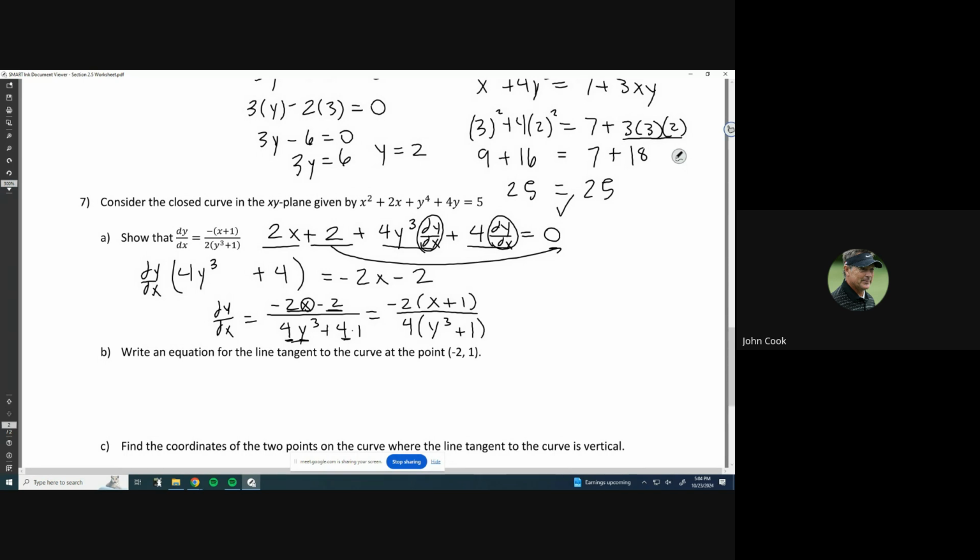And then 2 and 4 both divisible by 2, so I can change that top part to just a negative 1 and the bottom part to a 2. And that gets it done. That does the whole thing.